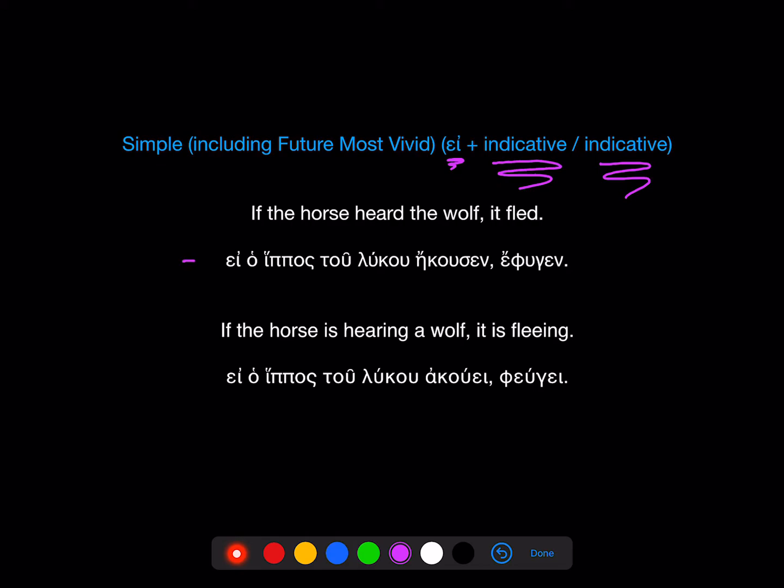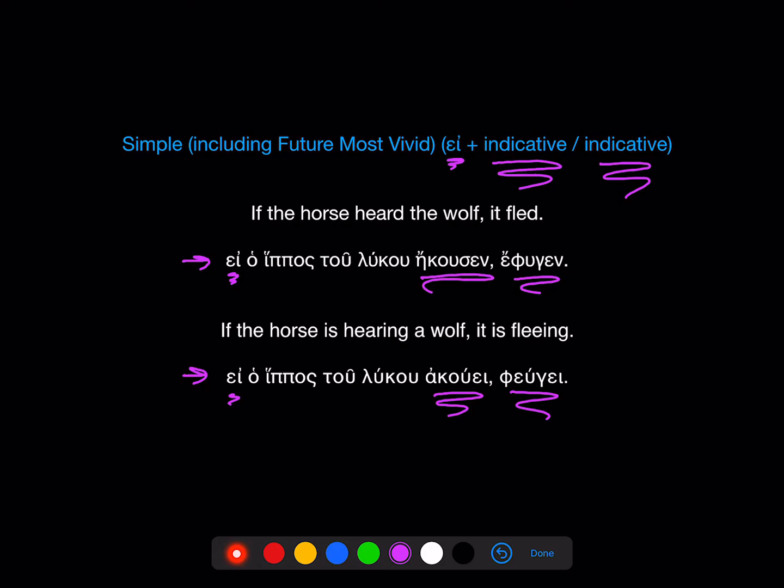So let's look first at this one. Ei ho hippos tou lukou ekousen, ephugen. So here I have ei and an aorist indicative active and another aorist indicative active. If the horse heard the wolf, it fled. We'll look at another one here. Ei ho hippos tou lukou akouei, pheugei. So here I have ei again, then akouei, present indicative active, pheugei, present indicative active. If the horse is hearing a wolf, it's fleeing.